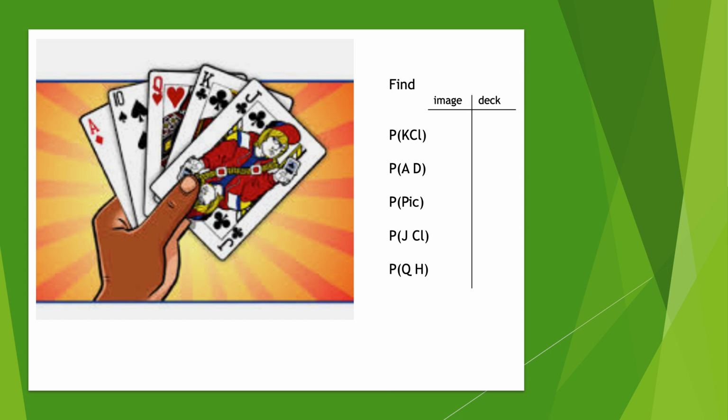Okay, so now we have another group of 5 cards, and we're going to find the probability of picking the King of Clubs, the Ace of Diamonds, any picture card, the Jack of Clubs, and the Queen of Hearts. The probability, if we just limit ourselves to the image that you see on the left there, or out of the entire deck of cards. Go ahead, give it a shot. Fill in the entire table. Do it one line at a time. Do like King of Clubs with an image, King of Clubs with a deck.